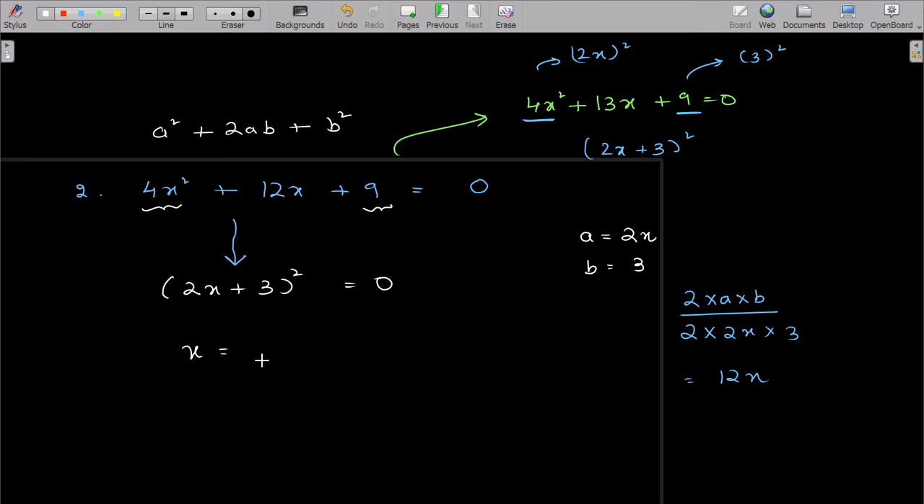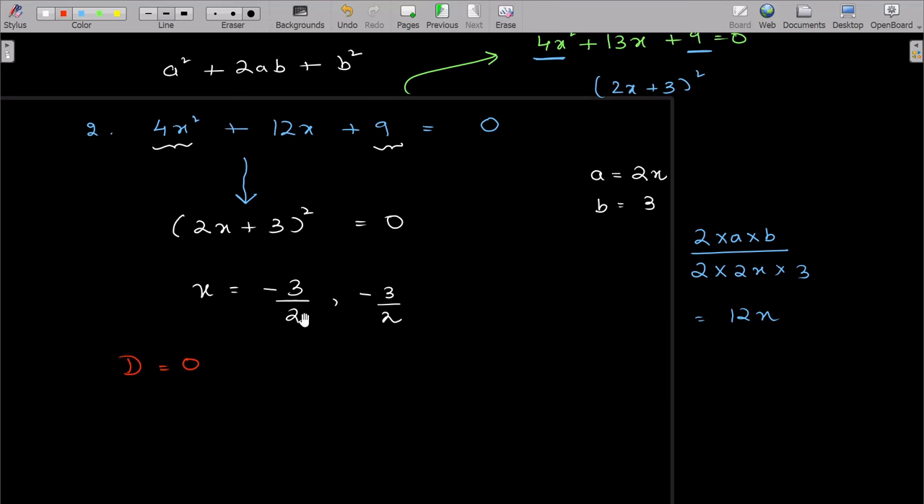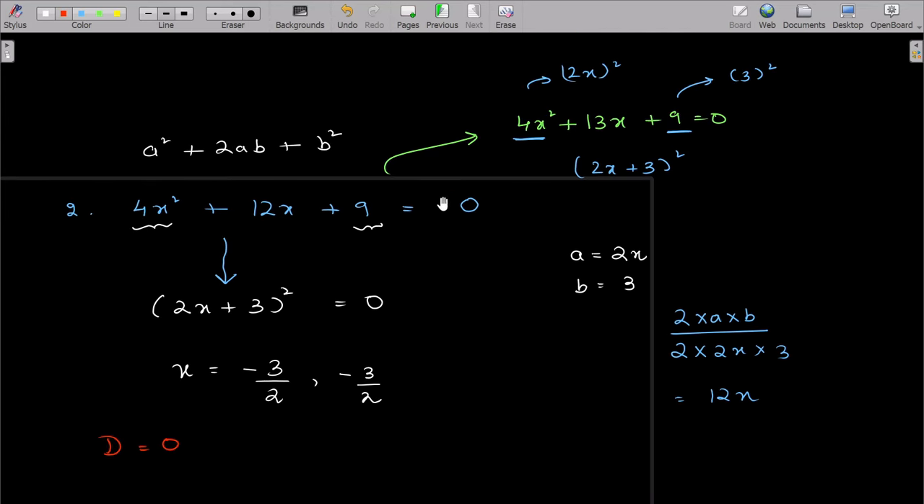Negative 3 over 2. Negative 3 over 2 and negative 3 over 2. Okay, so again this equation will have discriminant equal to 0, and the graph will touch the x-axis at one point, and that point will be negative 3 halves comma 0. Okay, now let's do the third and the final case.